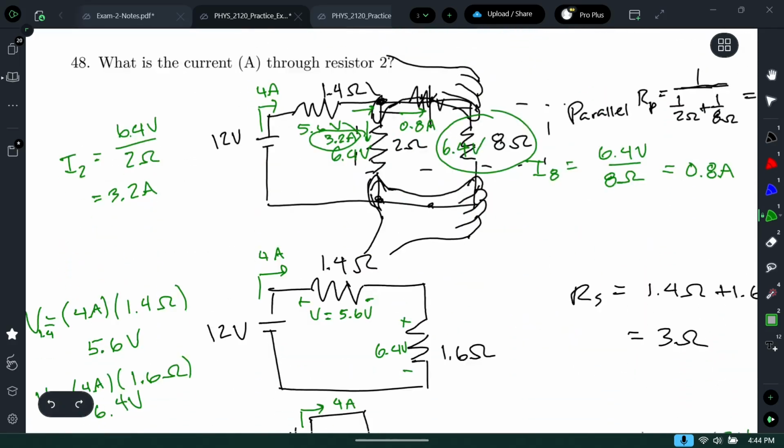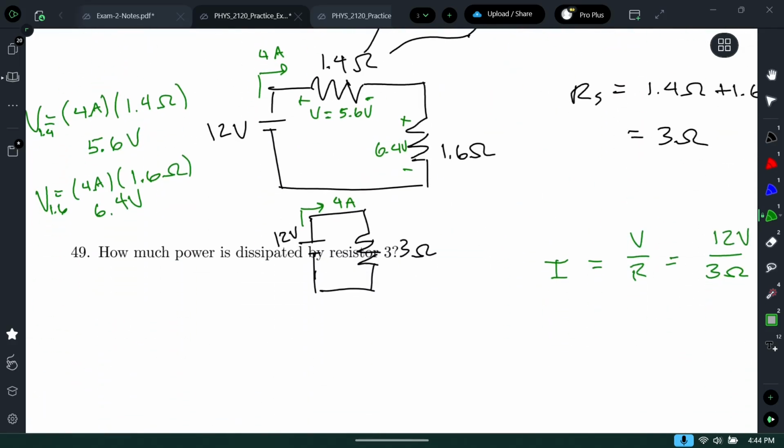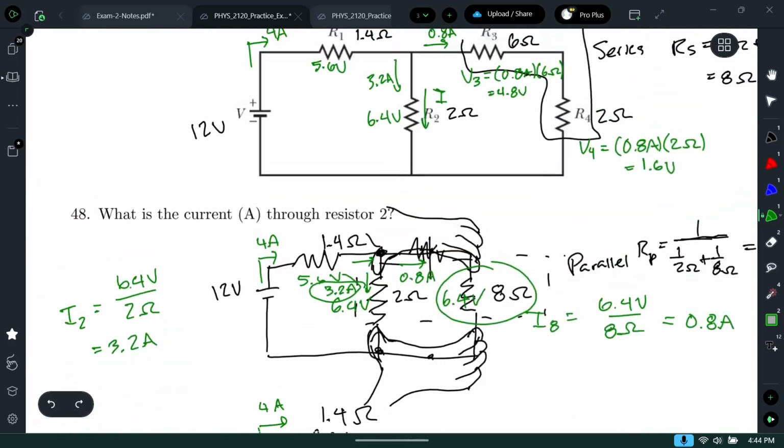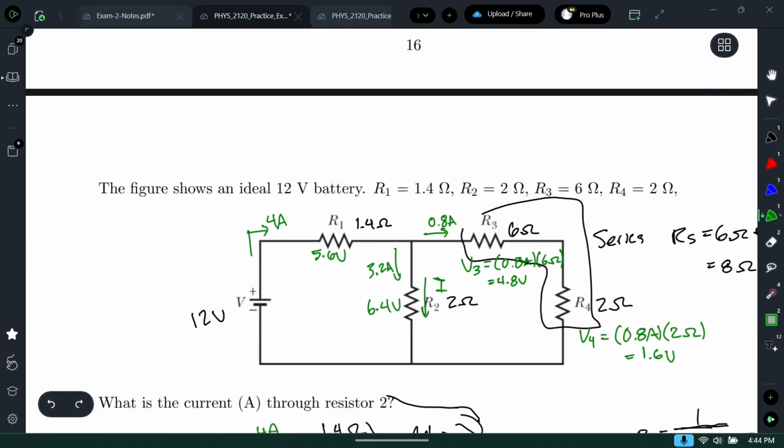The final step is, if I want to know how much power is dissipated, I got 3 different ways to calculate that. IV, V squared over R, or I squared times R. I know everything there is to know about that resistor, so it doesn't matter which one I use, I'll get the same answer. But my general advice is, if it's going to take less work to just find the current and use I squared R, do that. If it's going to take less work to find the voltage and use V squared over R, do that.